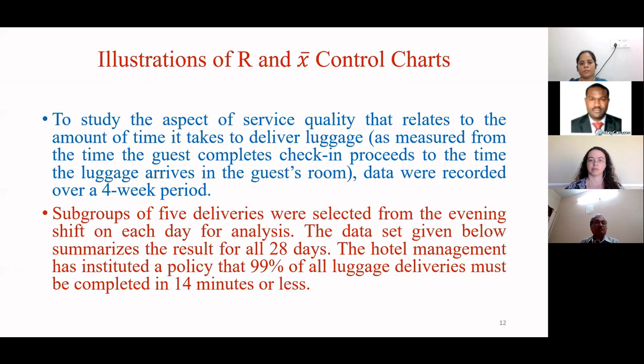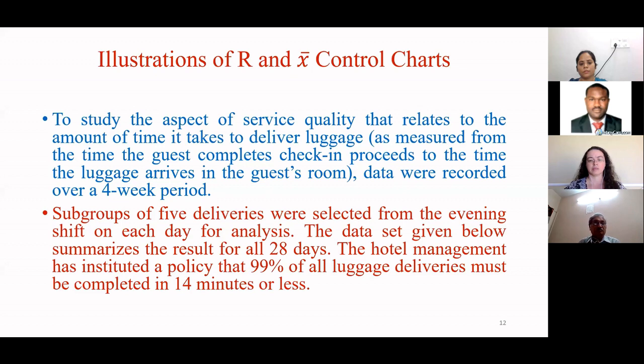To study the aspect of service quality that reflects the amount of time it takes to deliver luggage, measured from the time the guest completes check-in to the time the luggage arrives in the guest room, data were recorded over a 4-week period. Subgroups of 5 deliveries were selected from the evening shift each day for analysis. The data are given below. The next page summarizes the results for all 28 days.